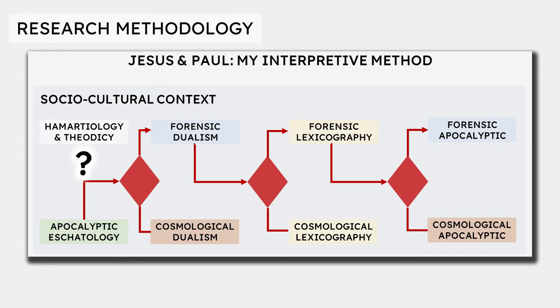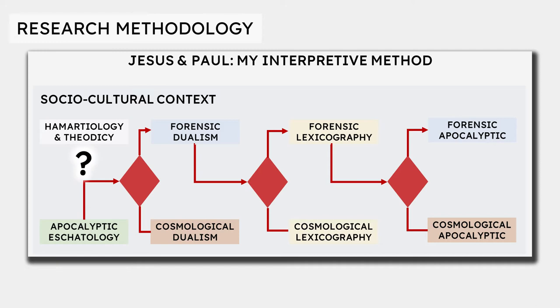Now let's move further to the left and see how I reached this conclusion. As I do, we immediately see the first significant difference. You can see that I believe the relevant New Testament lexicography is forensic, not cosmological. So I believe the references to Satan and demons don't indicate reference to supernatural evil beings in whose existence the writers believed. On what basis do I interpret the lexicography in this way? Let's move further to the left and find out. Now you can see that I previously concluded that Jesus and Paul held to a forensic dualism rather than a cosmological dualism. Consequently, I interpreted their lexicography in that context. If their dualism was forensic, then it makes sense to regard their lexicography as forensic.